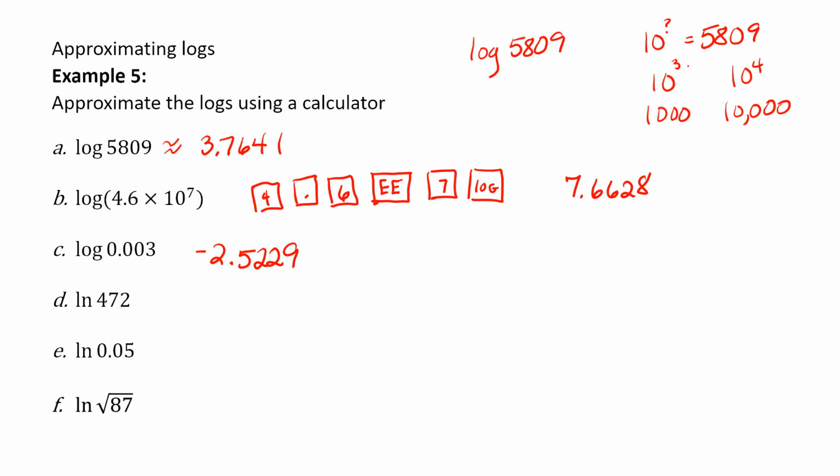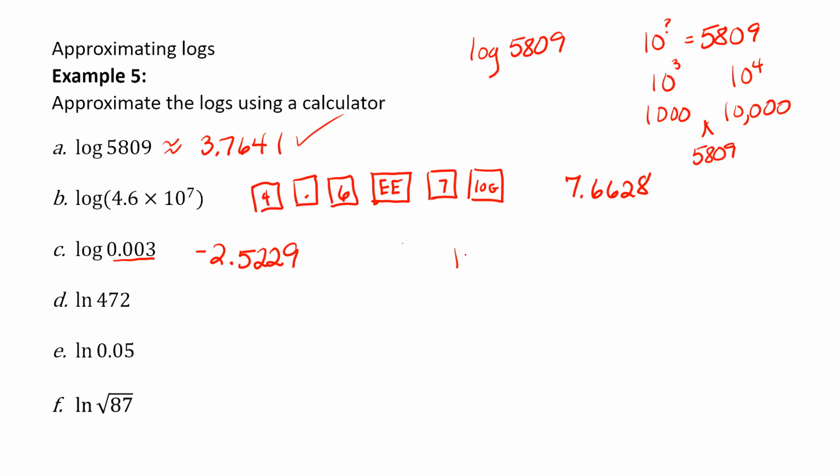So I know that the answer has to be somewhere between 3 and 4 for the exponent on 10, because 5,809 is between 1,000 and 10,000. And we did get an answer that was between 3 and 4. So you can do that for any kind of problem like this. So for part C, I can do the same thing. I can say, all right, I've got 0.003.